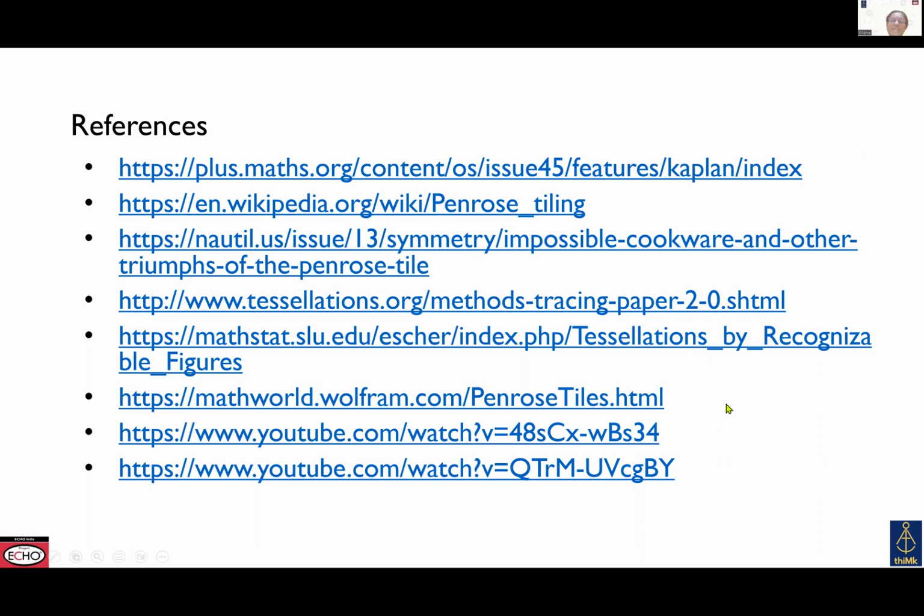If any of you teachers are planning to do tessellations anytime, I can help you with the material or any kind of information. It's really nice to do with the children.